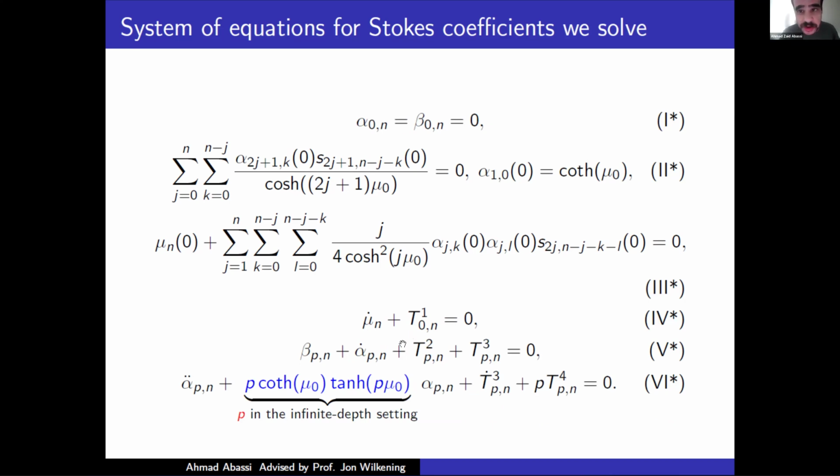Now, here is a key difference from the infinite depth problem. Roman numeral V star looks actually identical. It is identical to its counterpart in the infinite depth problem. The key observation here is that equation number Roman numeral 6 star is a second order linear non-homogeneous differential equation that looks remarkably similar to its infinite depth counterpart. The only difference here is that while the coefficient of alpha Pn in the infinite depth problem was P, the coefficient right here, stemming from the fact that we have finite depth, is P coth mu 0 tanh P mu 0.